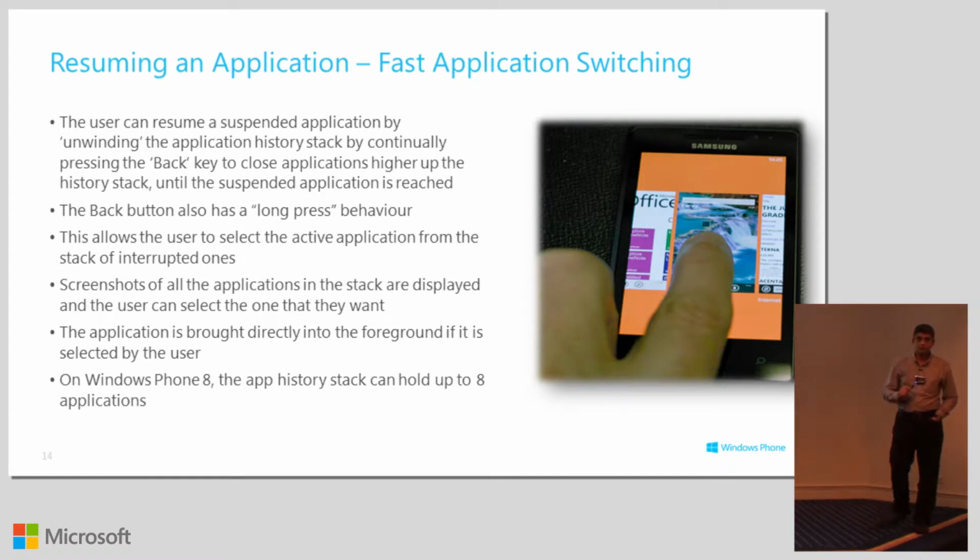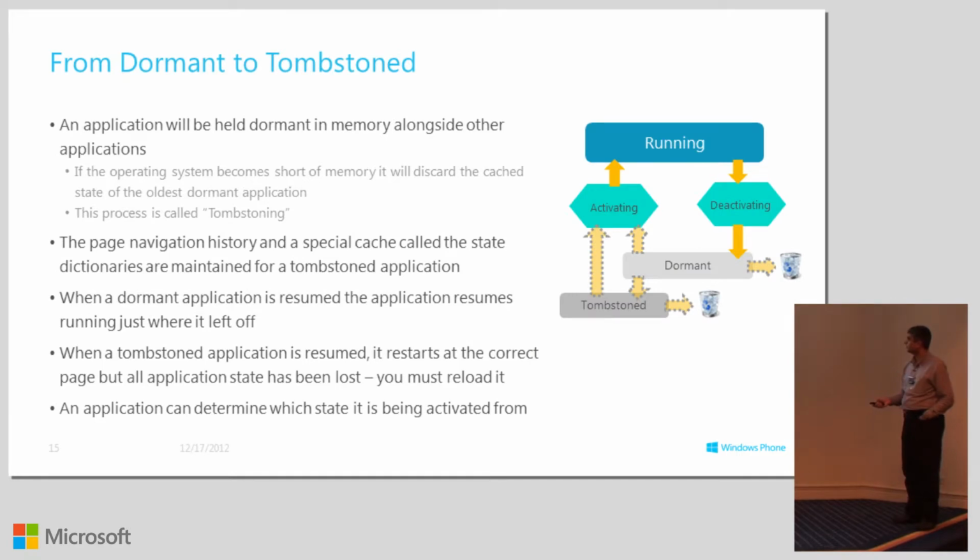We have something called fast application switching. How many of you know what fast application switching is? Okay, a few. So fast application switching is basically holding the back button key, and it's going to give you a list of applications that are in memory, and you can choose any one of them to reactivate them. So you do not go through that.